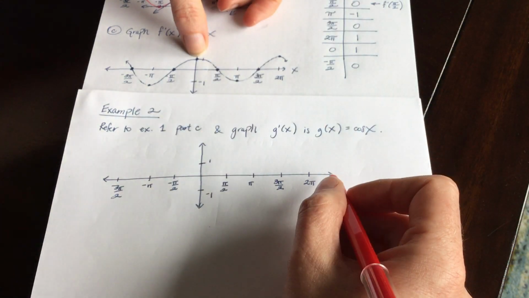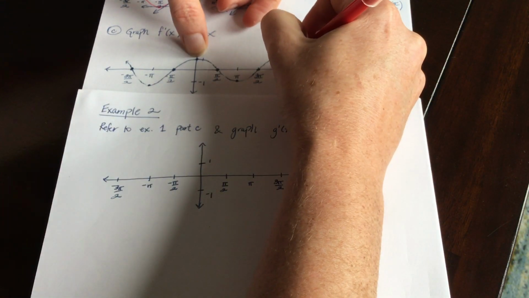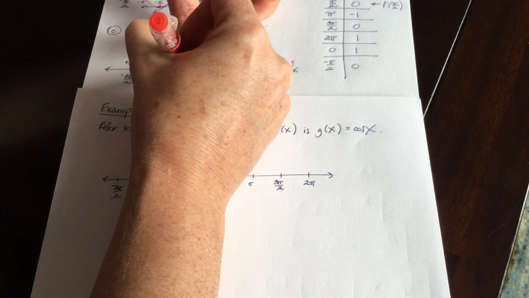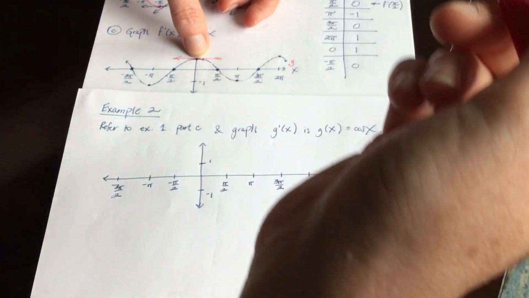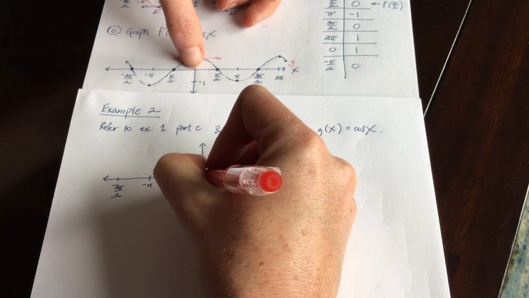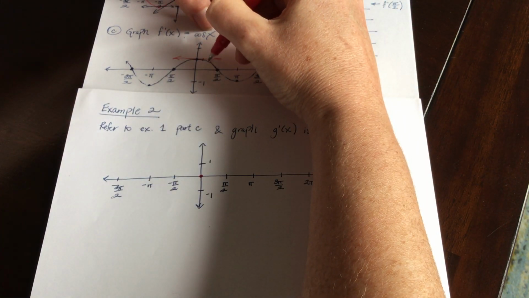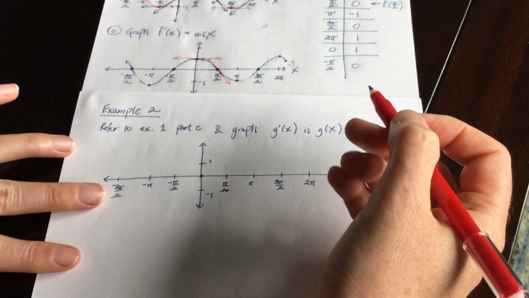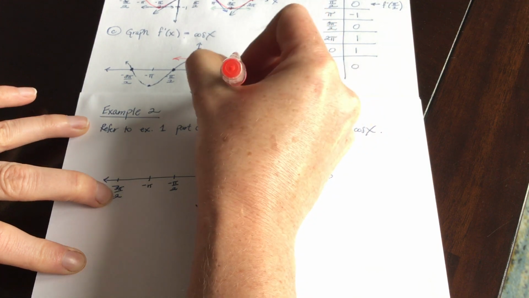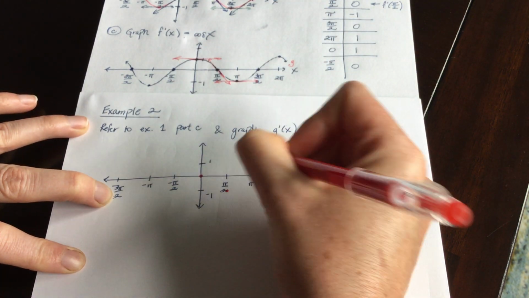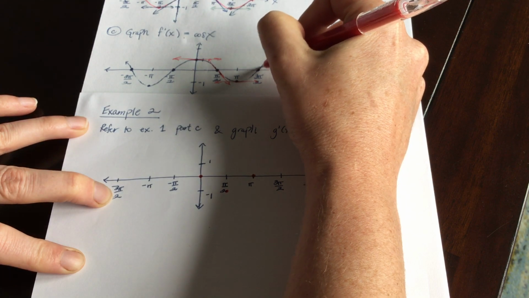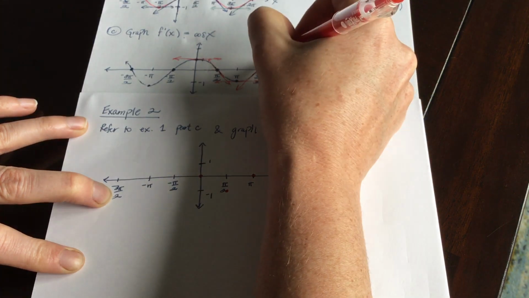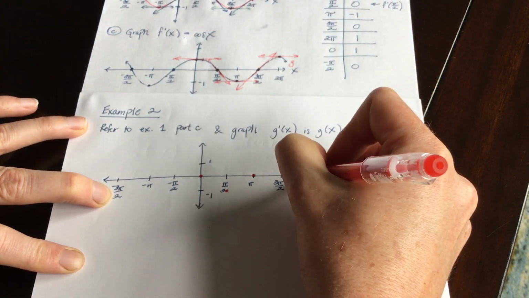Okay, so whatever the graph of g prime is, if this is the graph of g, then we'd want g prime to have a value of 0, since the slope of the tangent line here is 0 at 0. So we'd plot the point 0, 0. G prime at pi over 2 is -1, so we plot the point pi over 2, -1. G prime of pi is 0, so we'd plot the point pi, 0. G prime of 3 pi over 2 is 1. G prime of 2 pi is 0.